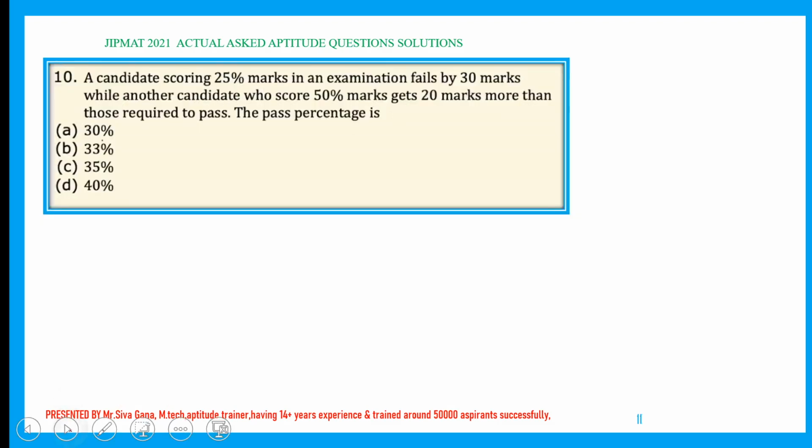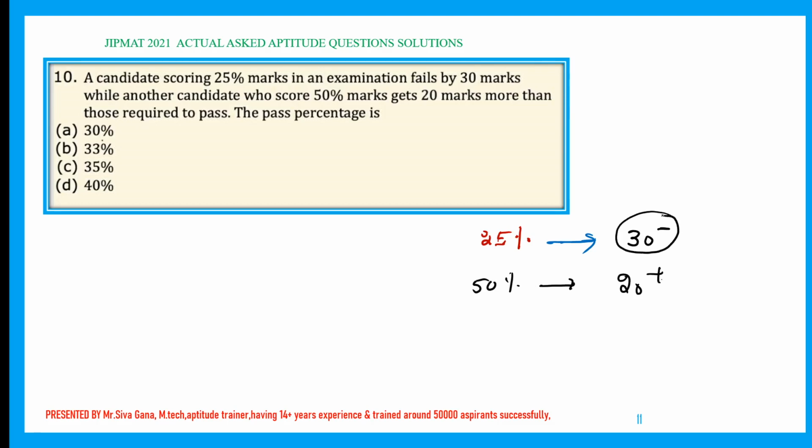Fix it. Next question. A candidate is scoring 25% marks. He scored 25%, but failed by how much? He failed by 30 marks. Now another person scored 50 marks in the same examination. He got 20 marks more than pass. Which means if this person gets 30 marks, he will pass.